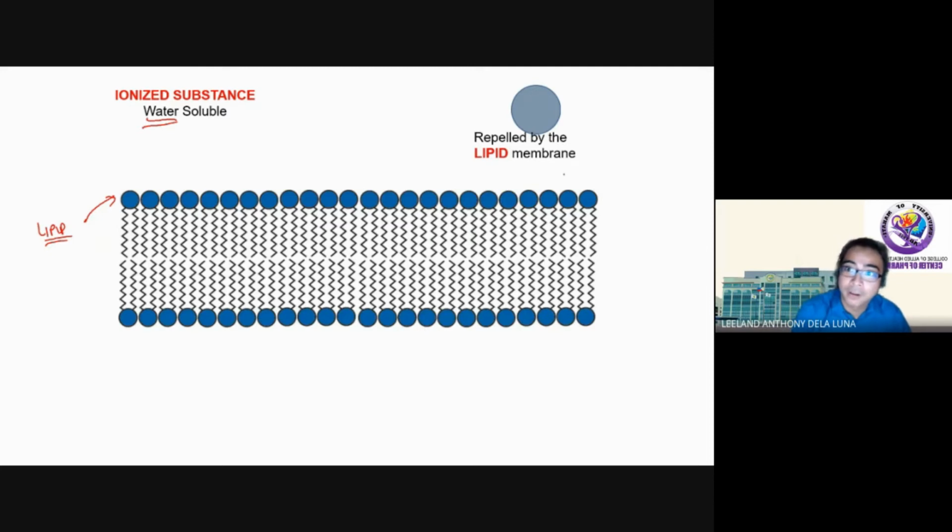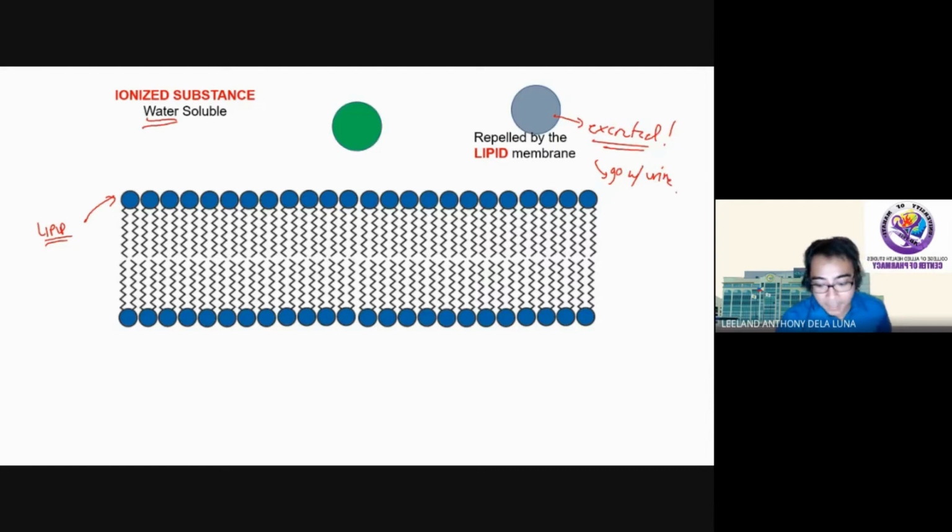So therefore, ang fate ng gamot na to, okay, is simply it's going to be excreted. Okay, tatapon na lang siya. Sasama na lang siya sa urine. Sabi natin, go with urine.